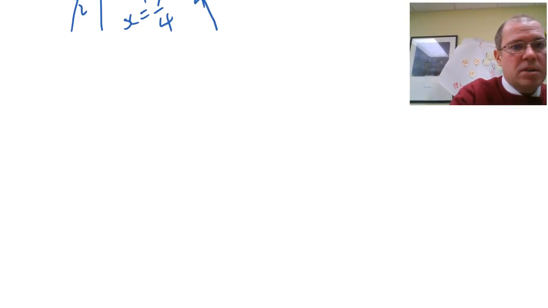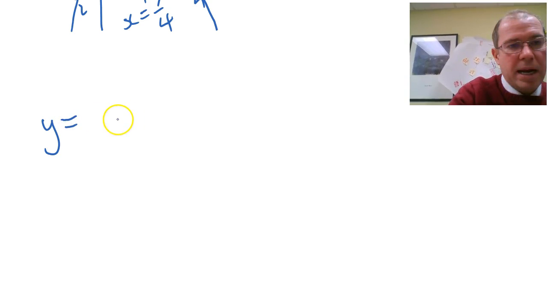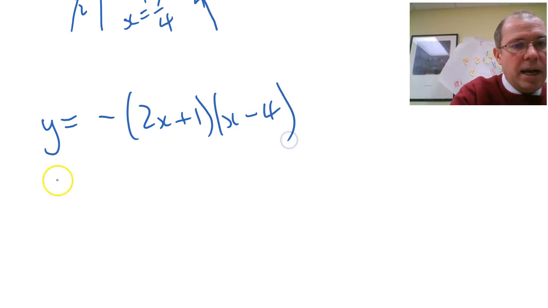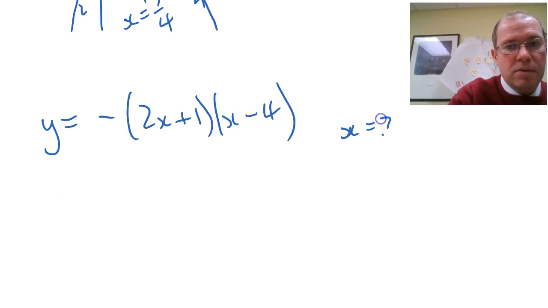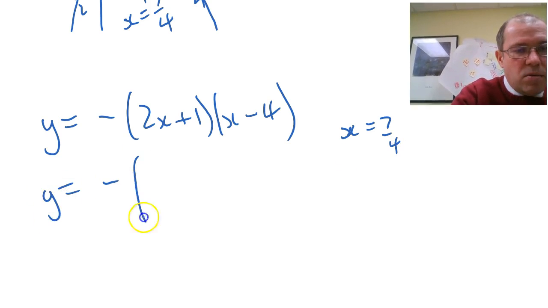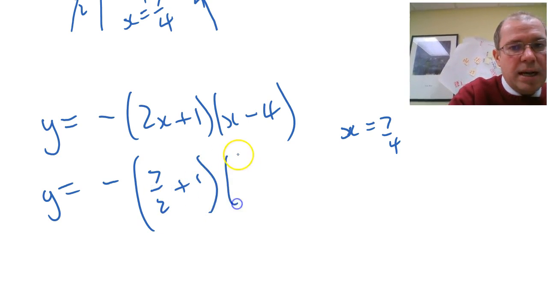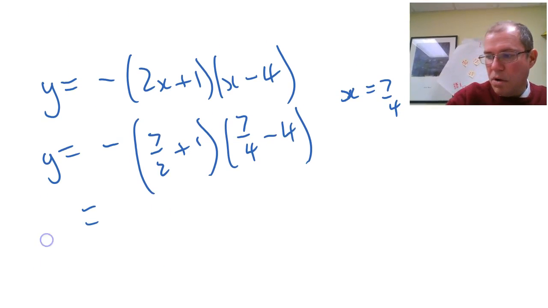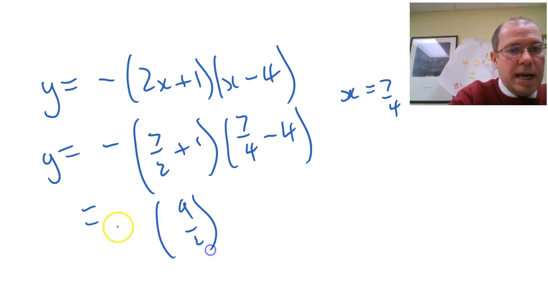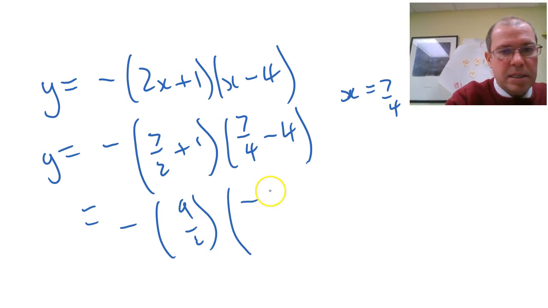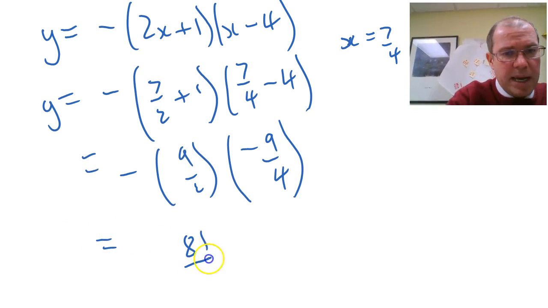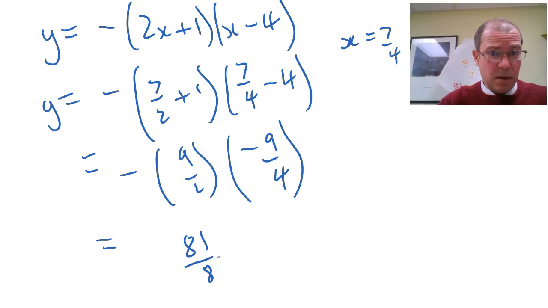So here we go. Let's just rewrite it. We had that y equals negative 2x plus 1 times x minus 4. And I need to put in x equals 7 over 4. So here goes. Y equals, so 2 times 7 over 4 is 7 over 2 plus 1. And here I've got a 7 over 4 minus 4. So 7 over 2 plus 1 is 9 over 2, and 7 over 4 minus 4 is minus 9 over 4. You can use your calculator for that, or you can use fractions, and then multiplying that through gives me 81 over 8, agreeing with my answer by completing the square.